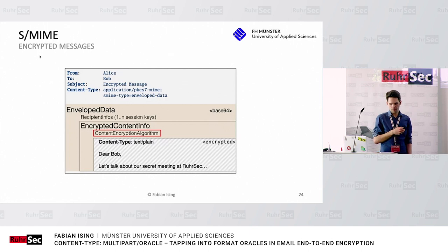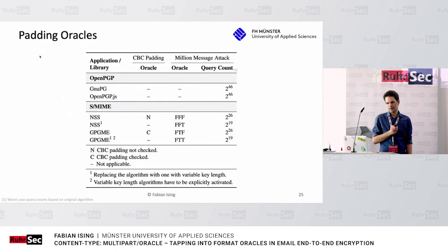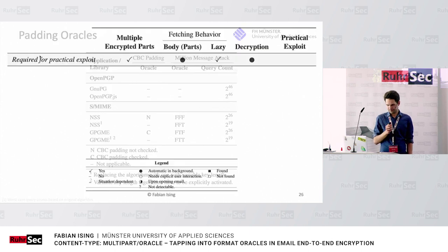So we have one more trick up our sleeves. As I've shown you, the content encryption algorithm is not protected in the CMS. So we can basically change that to some algorithm that doesn't have a specific key length. So we can remove that test from the format oracle and make our oracle a bit stronger. But still, in the end, this still has 2 to the 19 queries required, doesn't work. OK, looks bad for now. We might have a CBC oracle for GPGME, but still, that's a big if.